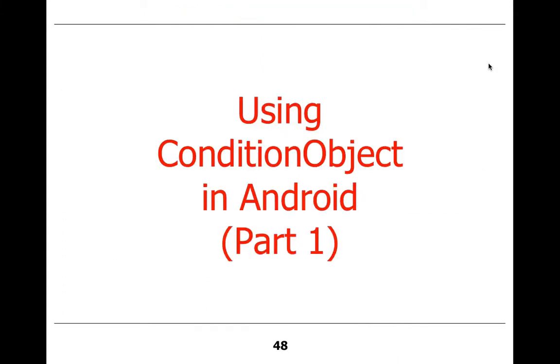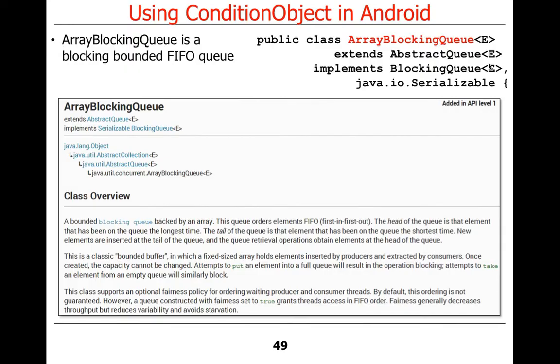All right. So that's basically the condition object. The interface itself is pretty straightforward, except for there's a lot of await methods. It's the usage patterns that get tricky. So what we're going to do next is we're going to take a very detailed look at an example to illustrate the proper use of condition objects in Java.